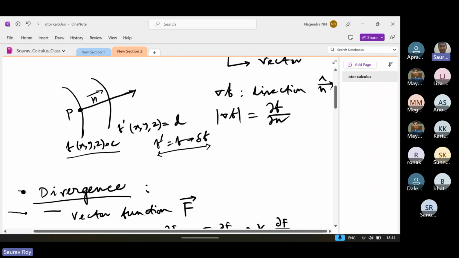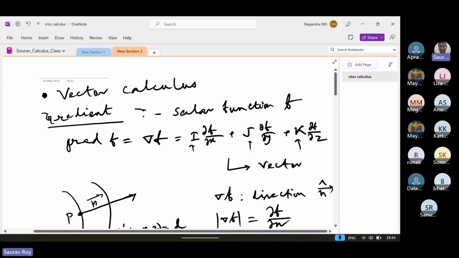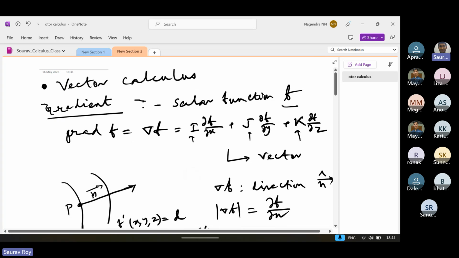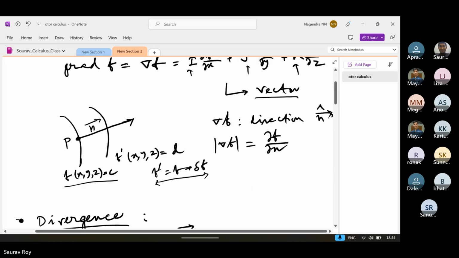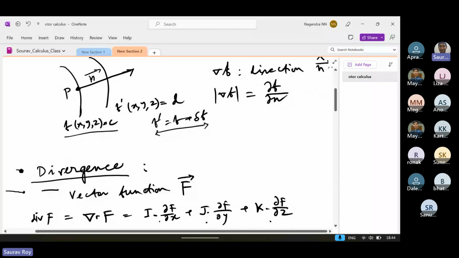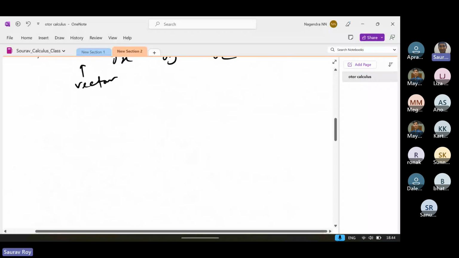And here you see it was opposite. F was a scalar, but the gradient was a vector. It had a direction as well as value. So here you see what is the interpretation of this. We'll see.